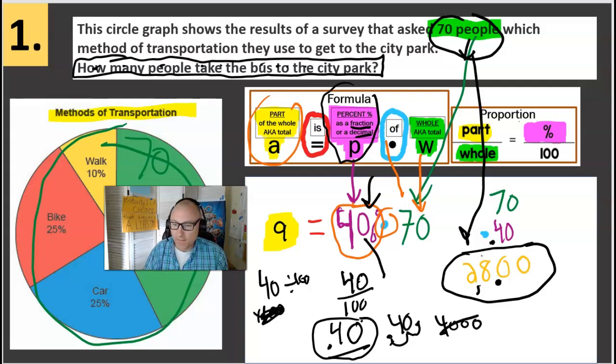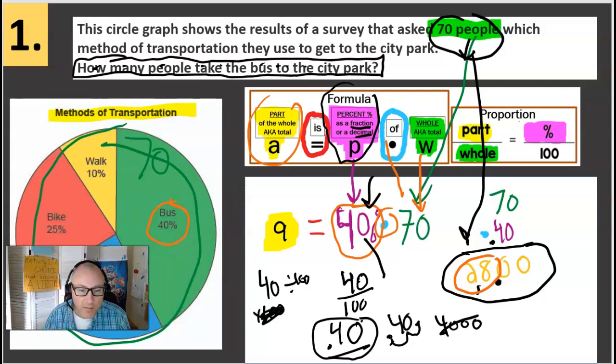So let's clarify that first. 28 is the answer, and it's not a percent. So I'm just going to make it, let's see, we haven't used orange. 28 is the answer. So that's how many people take the bus. Take the bus. I missed the bus. I missed the bus, and that is something that we'll never do again. So 40% equals 28 people out of 70 people.